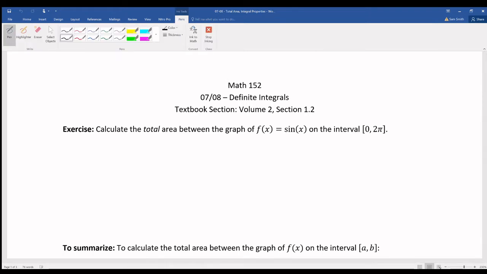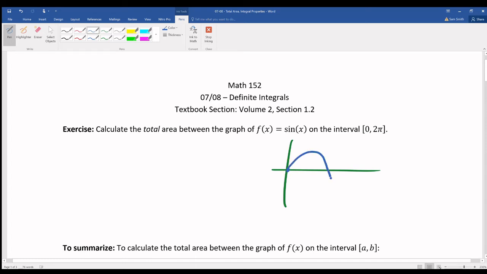Welcome back, everybody. So let's talk about a concept related to definite integrals, not net area, not signed area, but total area. Let's try and calculate the total area between the graph of f of x equals sine x on the interval 0 to 2 pi. And as is often the case, let us start by getting a little sketch going. Here is sine of x going up, down, and then up again, changing concavity at x equals pi.